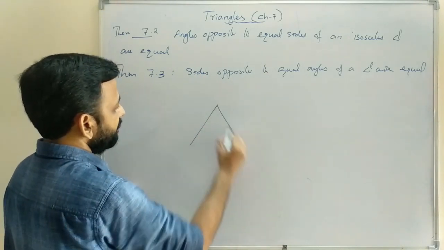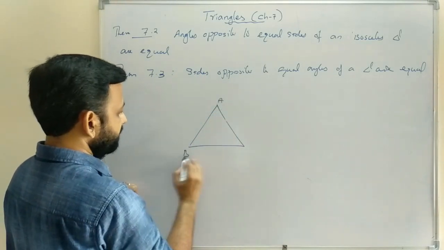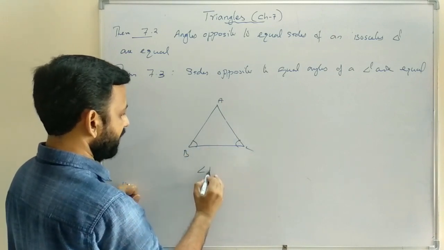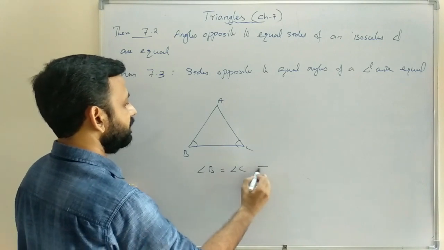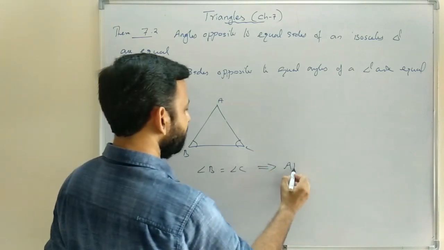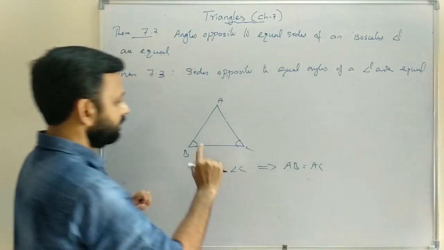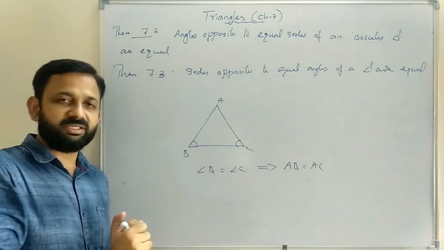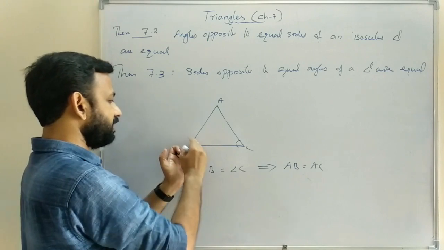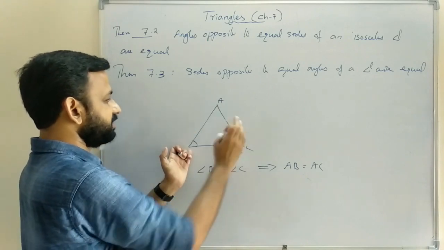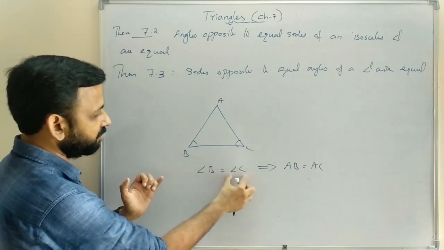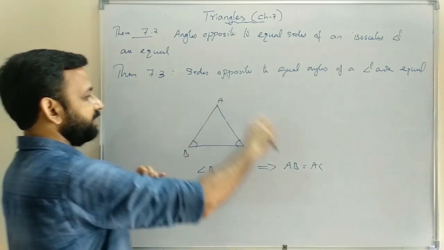In triangle ABC, if angle B equals angle C, it implies AB equals AC. Angle B and angle C are equal angles. The side opposite to angle B is AC, and the side opposite to angle C is AB. So if angle B equals angle C, then AB equals AC.